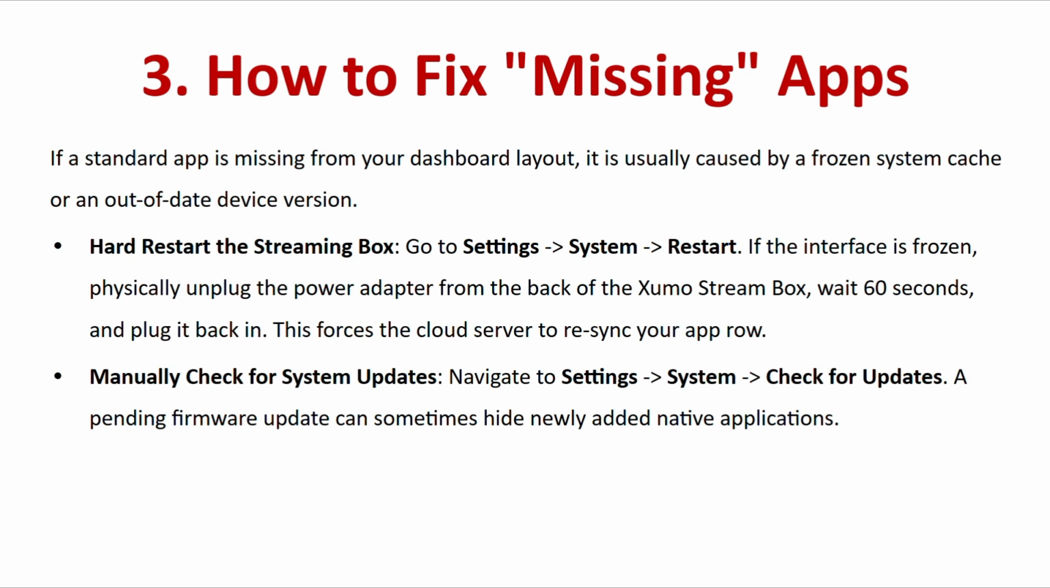Next is to manually check for system updates. Simply navigate to Settings and go to System, then tap on Check for updates. A pending firmware update can sometimes hide newly added native applications.